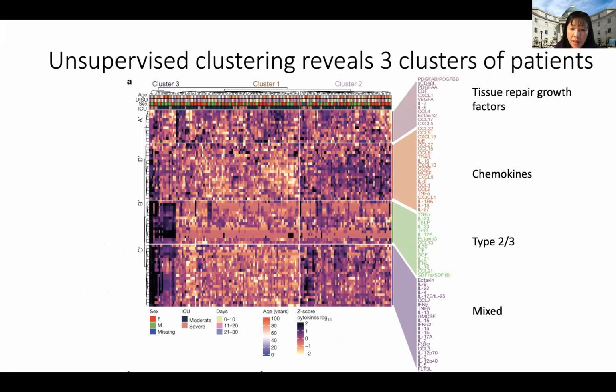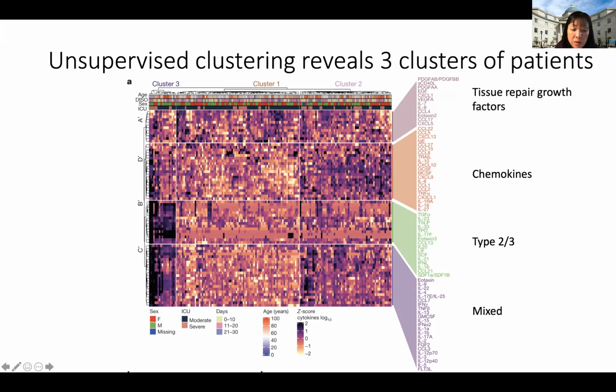So we wanted to take all the different soluble cytokines that we measured in the patients and ask if there's any pattern that can be gleaned from looking at the different types of cytokines that can distinguish different types of patients. So we carried out an unsupervised clustering analysis based on the cytokines. And what we saw was that there are three clusters of patients that emerged.